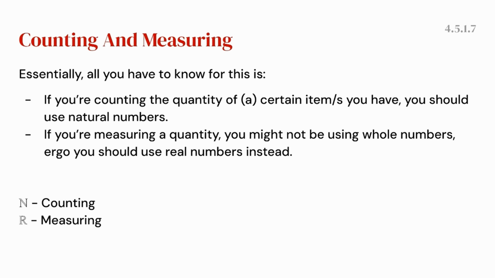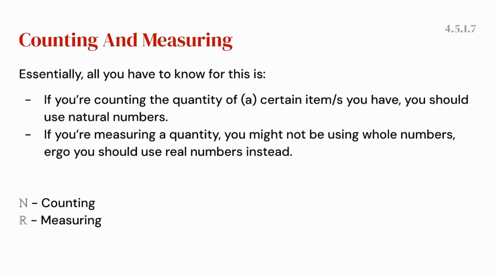So for counting and measuring, if you're counting something, you should use natural numbers, the N, and if you're measuring a quantity, you should be using real numbers, R. When you're counting certain items, it's very specific what you can have, and you can't have negative of something. When you're measuring something, it could be anything. If the weight goes off, it could be negative. It's typically decimal, so you're better off using real numbers.